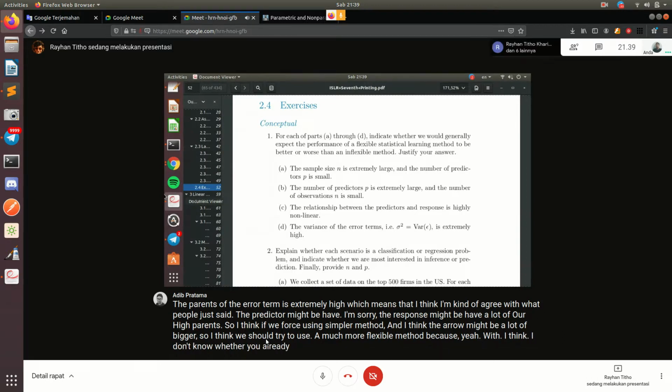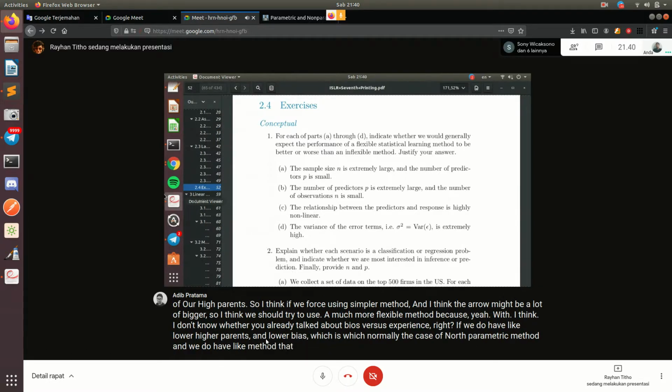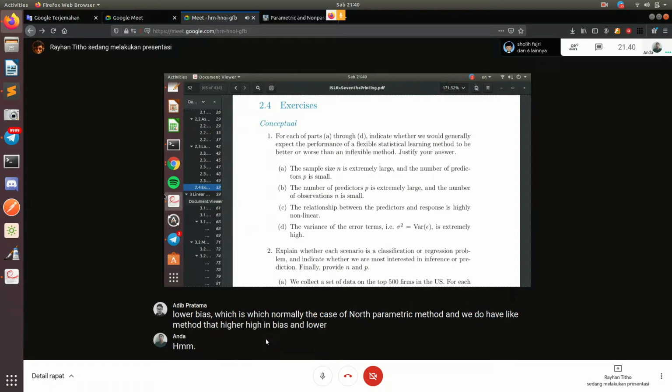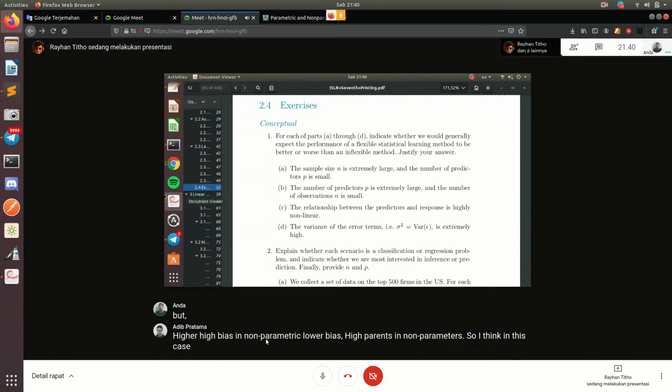I don't know whether you already talked about bias versus variance, right? We have methods with higher variance and lower bias, which is normally the case of non-parametric methods, and methods with higher bias and lower variance, which is the case of parametric methods. So in this case, I think the flexible method will normally perform better compared to the inflexible method. So let's see the answer.